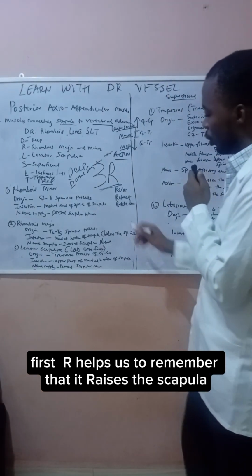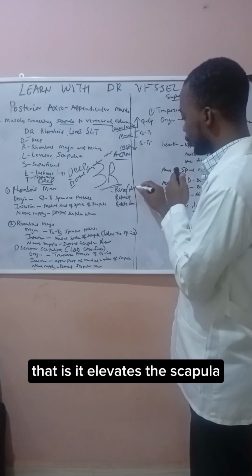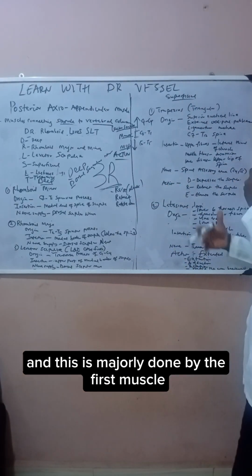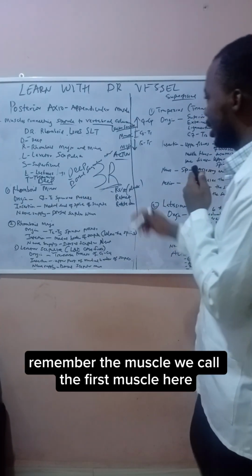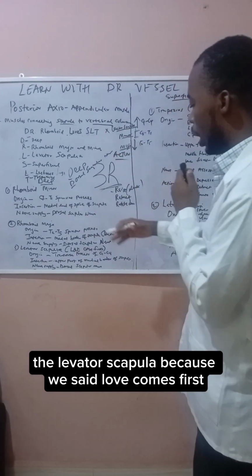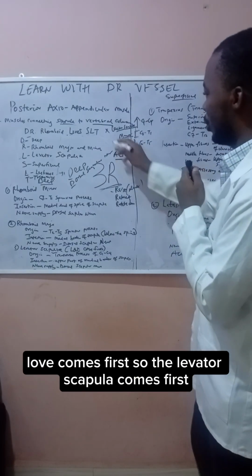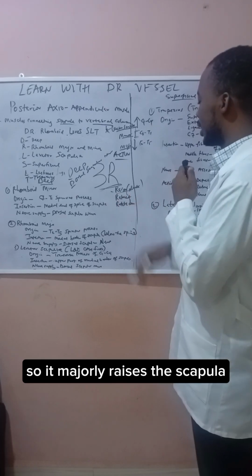The first R helps us remember that it raises the scapula, that is, it elevates the scapula, and this is majorly done by the first muscle. Remember the muscle we call the first muscle here, the levator scapulae, because love comes first. So the levator scapulae comes first, and it majorly raises the scapula.